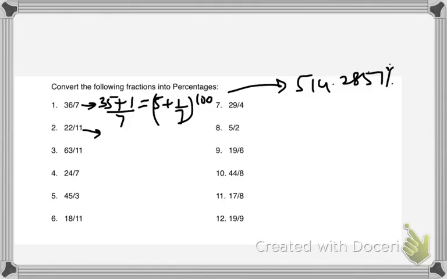Now moving on to the second, that is 22 by 11. It is quite simple to solve, that is 200%.